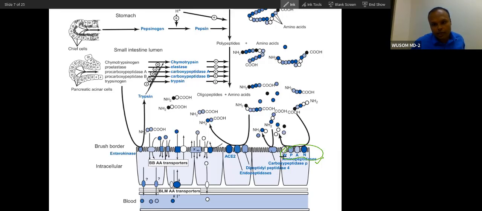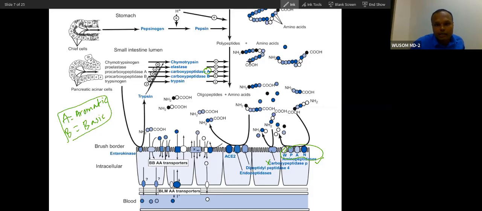This is from elsewhere. You can see now, don't focus on this carboxypeptidase P. It is exon proline. Don't focus on this carboxy. Just remember carboxypeptidase A and B. They are pancreatic enzymes. A will act on A for aromatic, and B for basic. Though it's not the name, B for basic, A for aromatic resembles basic.